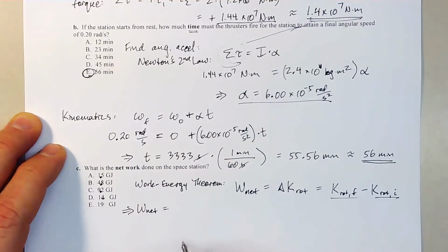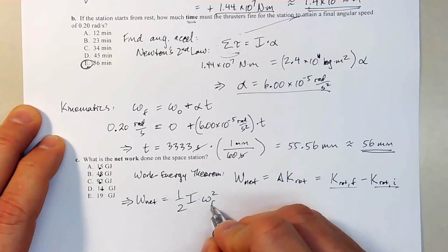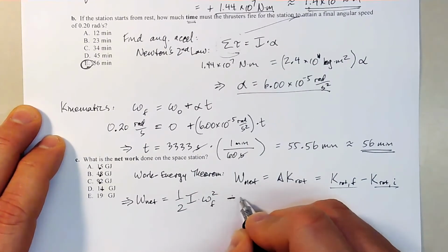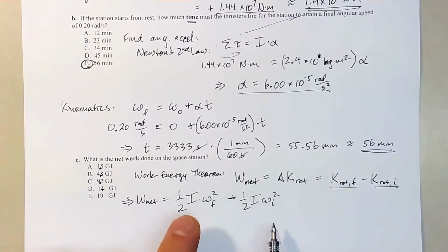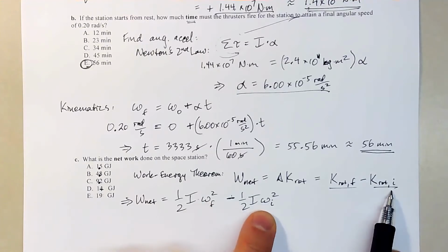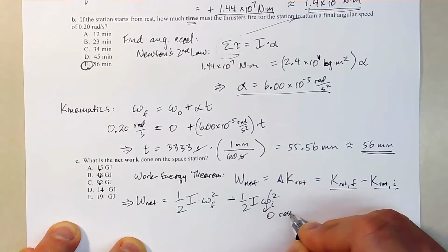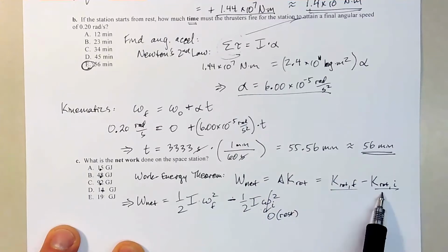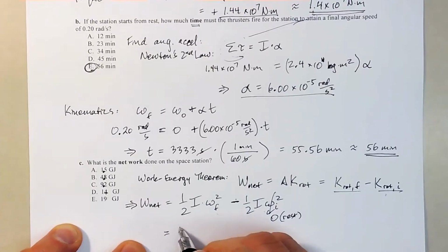So let's expand these two expressions. We know that kinetic energy is one half I times omega squared. Kinetic energy final will have omega final. Kinetic energy initial will have omega initial. We know we start from rest, so that second term here will be 0. Well, then all I have to do is just calculate the first term.